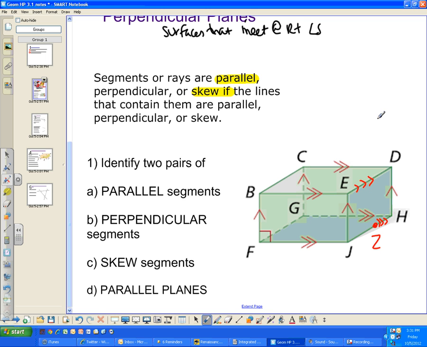If I wanted to, I could say that ZH is parallel to line segment ED. I don't have to say JH, because ZH lies on JH. So that's what this little hint means. Okay, so for number 1, I want you guys to identify 2 pairs of parallel segments, perpendicular segments, skew segments, and parallel planes. Title this number 1 in your notes, please, and thank you.